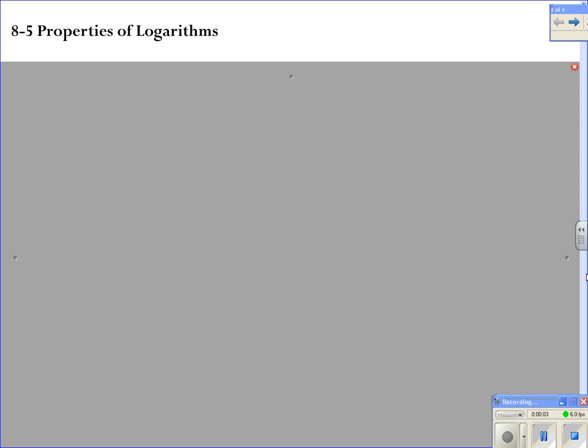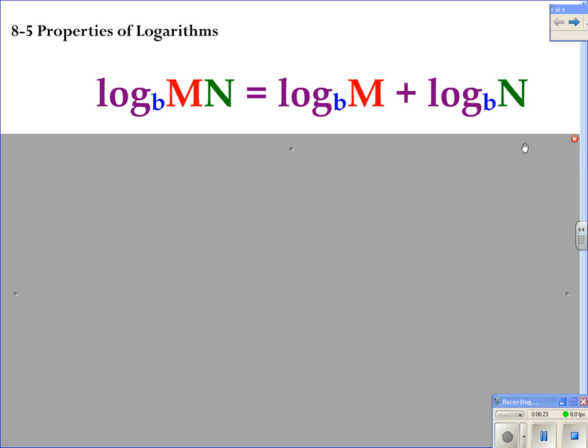All right, so 8.5, we're looking at all the different properties of logarithms. We are looking at how to combine logarithms and also expand logarithms. Doing this allows us to solve these logarithms a little bit easier. Sometimes it's easier if you expand them, other times it's easier if you combine them. So there are 3 rules you need to know for these logarithms.